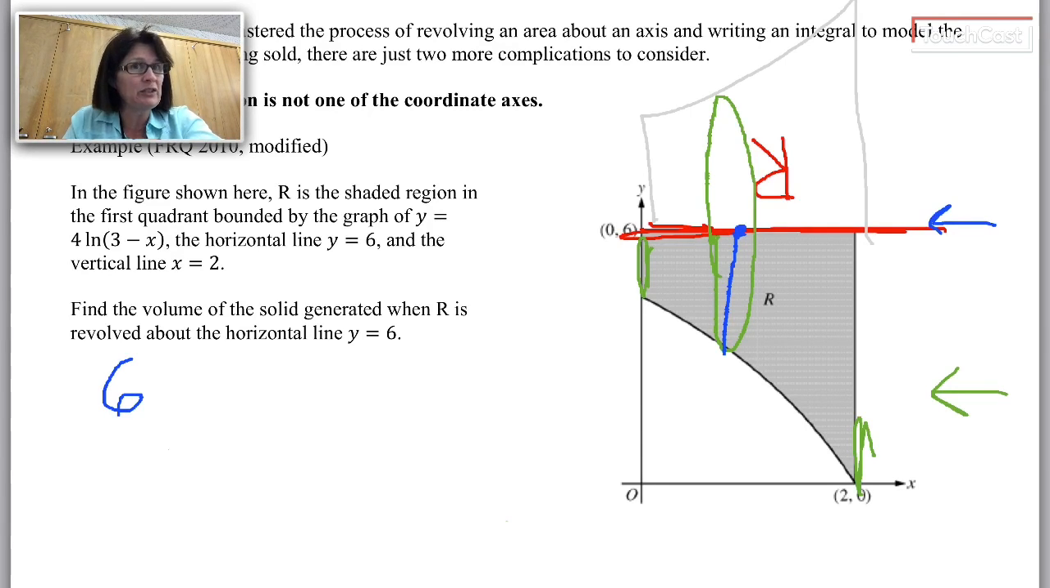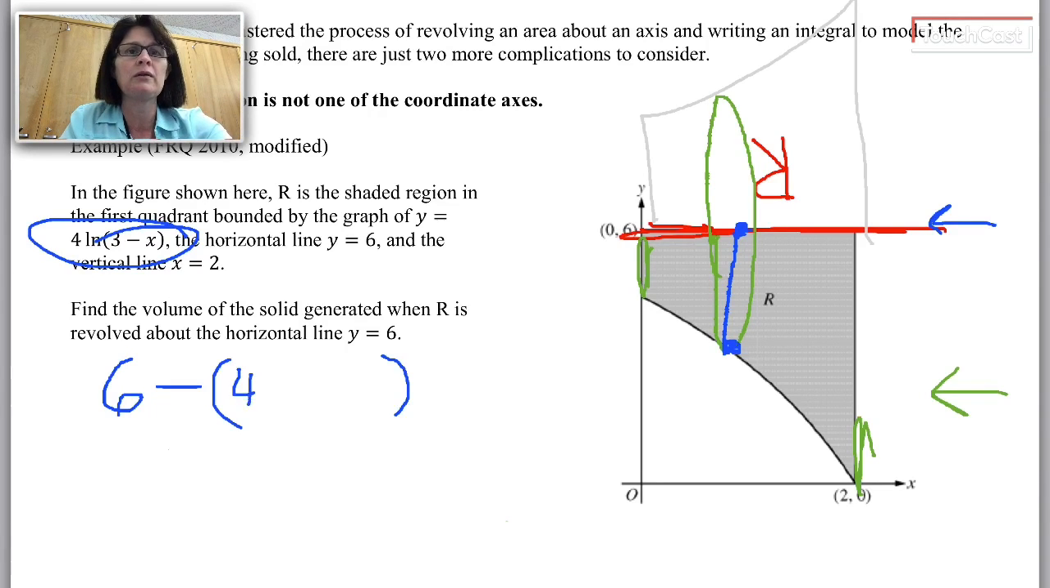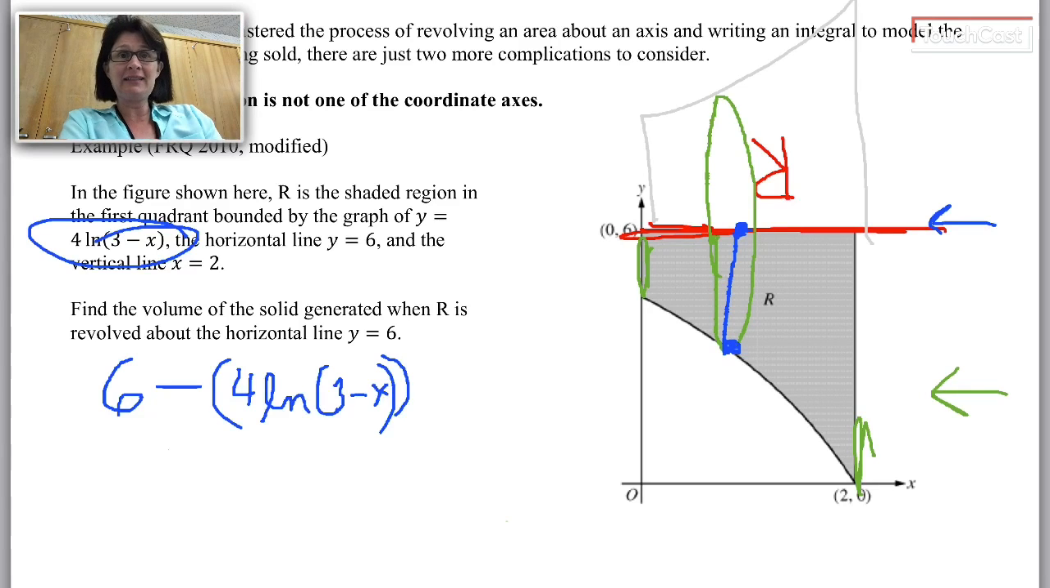Right? So this is what changes when my axis isn't a coordinate axis. All of a sudden I have another number here that I have to deal with. So notice if I'm going to subtract top minus bottom, that's going to be 6 at the top minus, where does the bottom of my blue line segment hit? Well, it's this function 4 natural log of 3 minus x. 4 natural log 3 minus x. All right, if at this point you're convinced that what I wrote in blue is an expression for the radius of every slice, that's great.